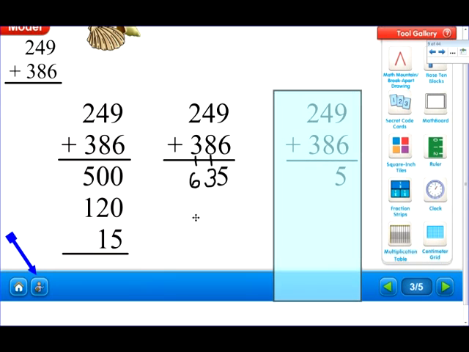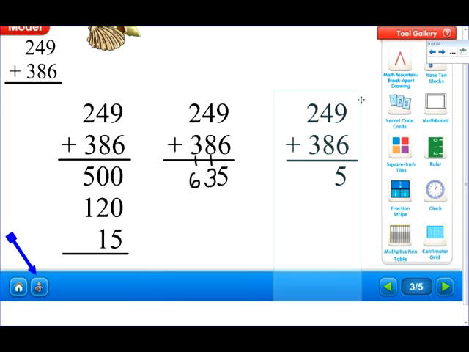And you guys already know this method. 9 plus 6 equals 15. Carry your 1 up at the top. 1 plus 4 plus 8 equals 130. Carry your extra 1. 200 plus 300 plus 100 equals 600. And so we can come back over here and check our answer.